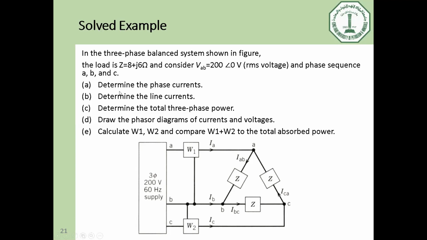So we need now to solve the first requirement. Start from the beginning. In order to solve now, can we solve using delta or star?